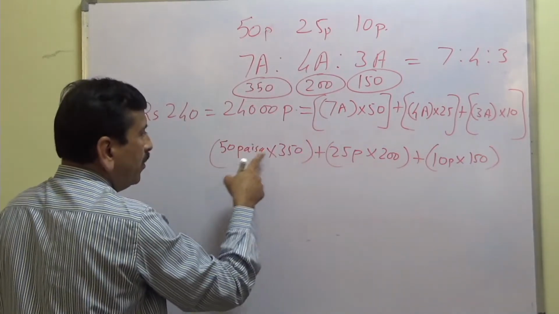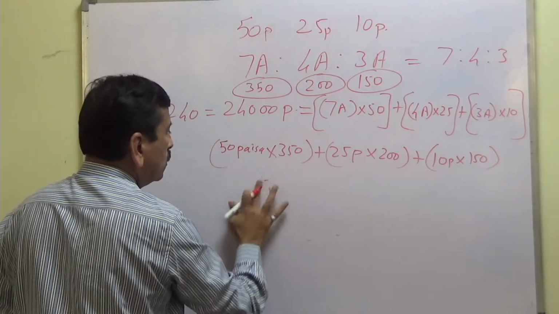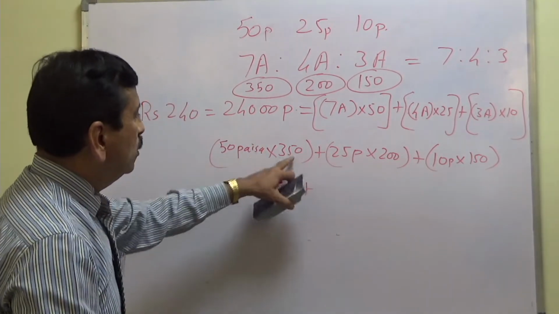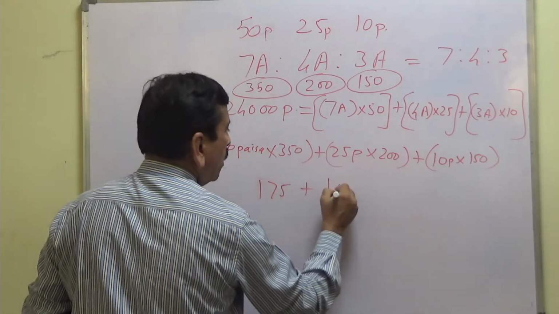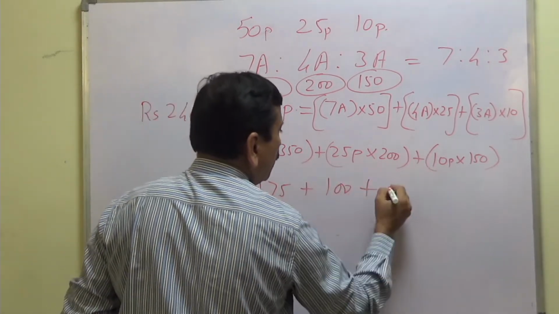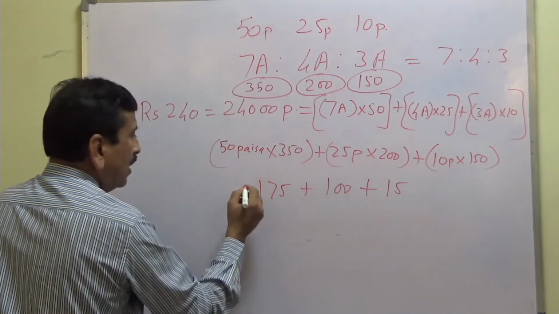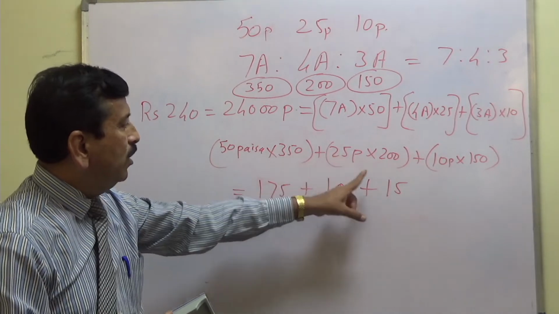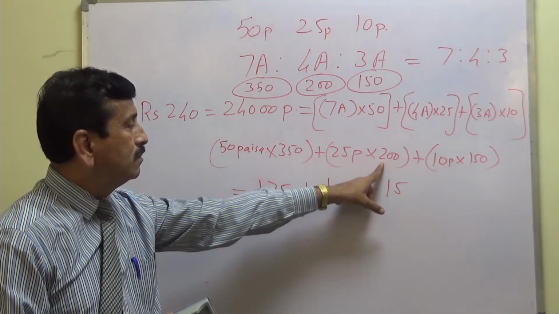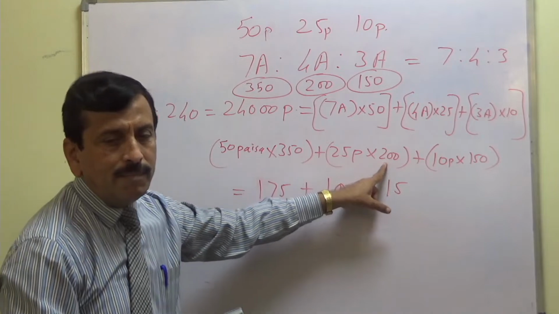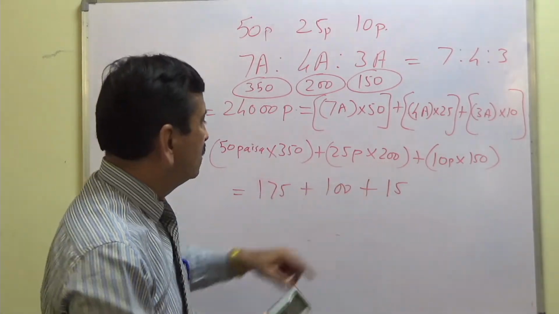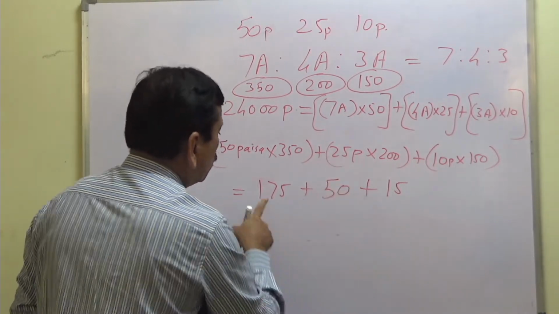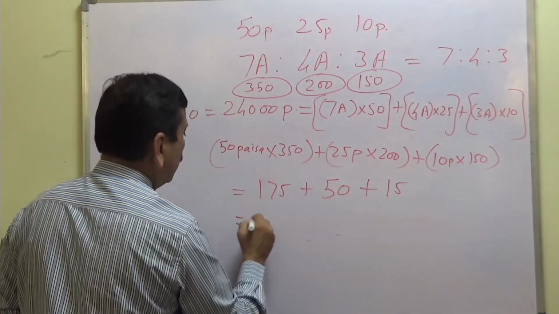Look here, 50 paise into 350 will contribute to 175 rupees. This into this, the zeros will cut down. This will be 100 rupees, this will be 15 rupees. And this total, if you make it out, 25 into 200, how much will it come? 25 into 200 will come to 50 rupees, not 100. So 175 plus 50 plus this one will be 240.